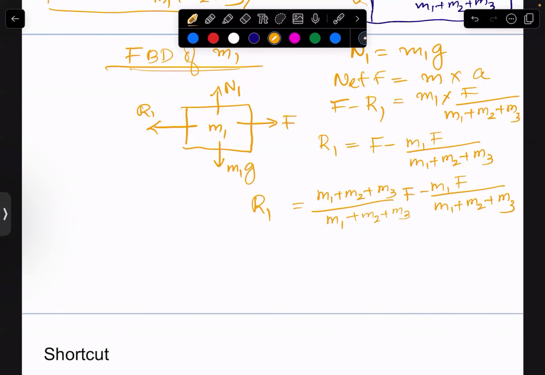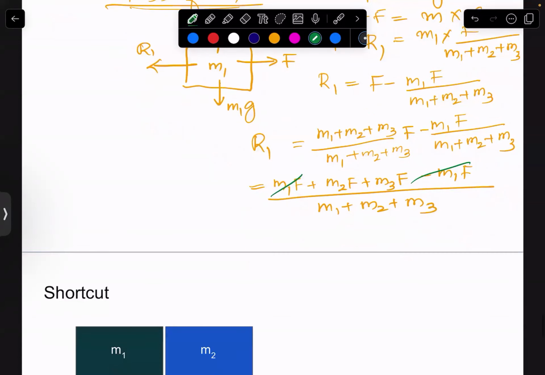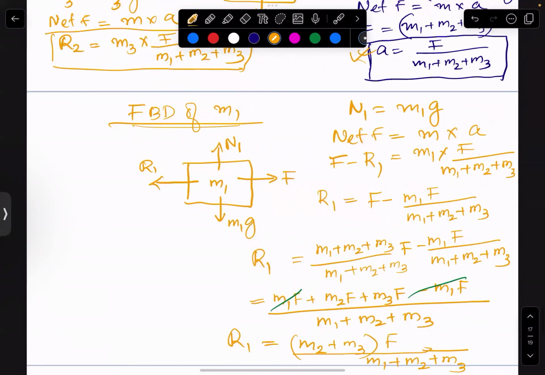Now you can expand this thing. So M1F plus M2F plus M3F minus M1F, divided by M1 plus M2 plus M3, is equal to R1. So this M1F and M1F get cancelled. So you can see that M2 plus M3 times F divided by M1 plus M2 plus M3 is the reaction force R1. Okay, so you got R1 and R2.